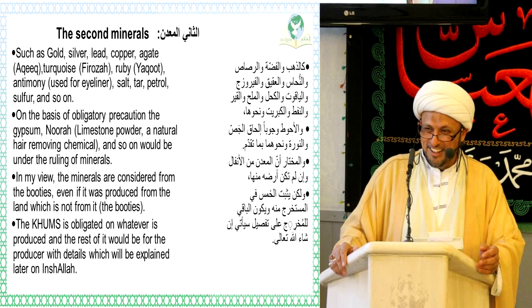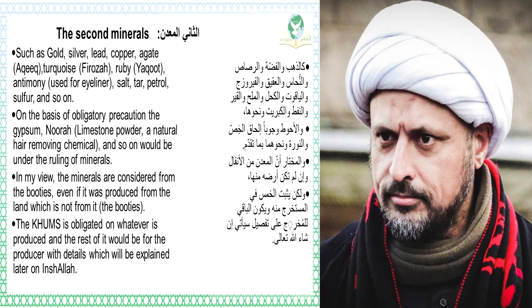Wal-kibrit, sulfur, and the like, which is a mineral but not a metal. Wal-ahwat wujuban, on the basis of obligatory precaution, ilhaq gypsum and noora. Noora is a kind of material which was used for removal of unwanted, undesired hair from the body. Yes, it was there in the time of the Prophet, peace be upon him and his family. Nowadays there are so many products like Nair for hair removal, but those days they did not have them, so they had this noora. They put it on the body, I don't know how they used it, God knows better, but it removes the hair. It is a material found in the ground, a type of mineral.